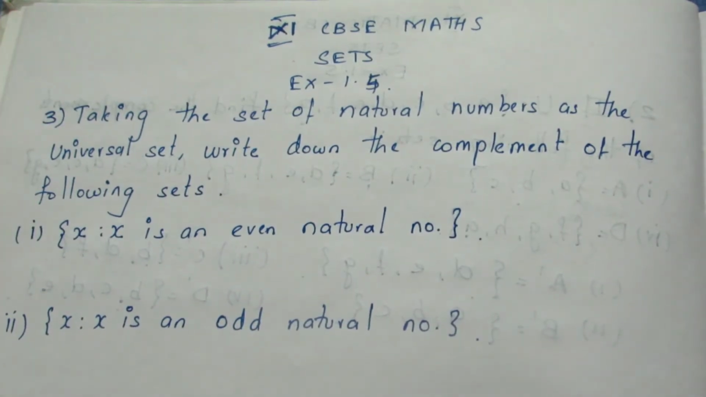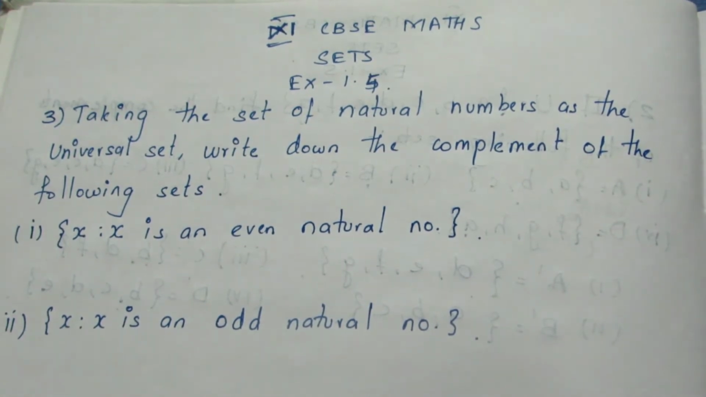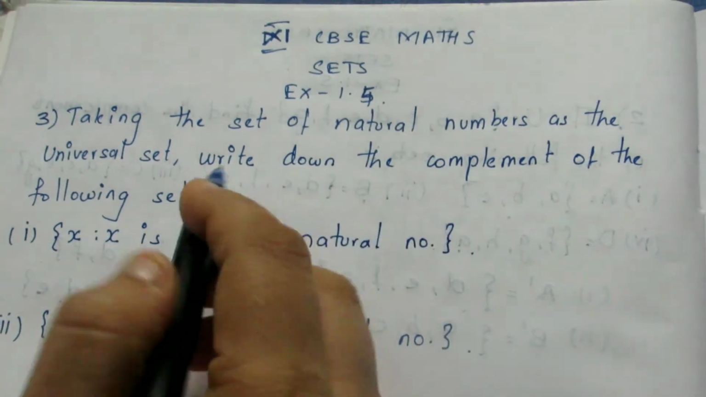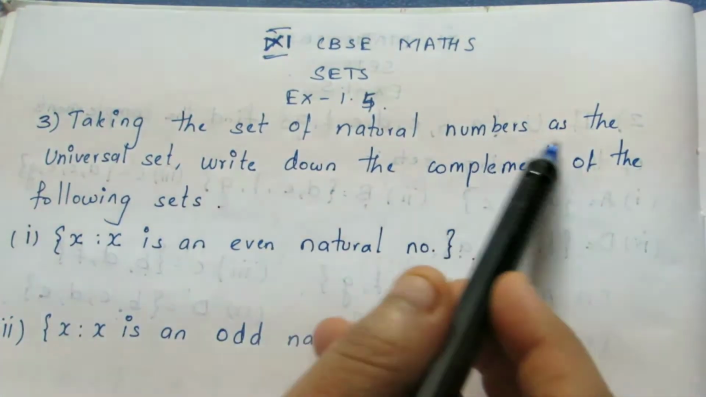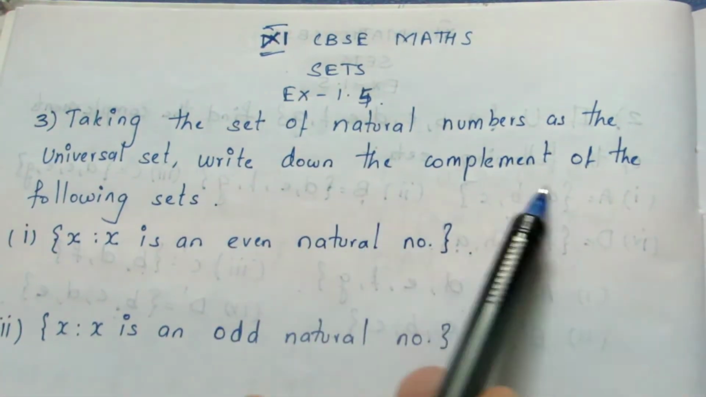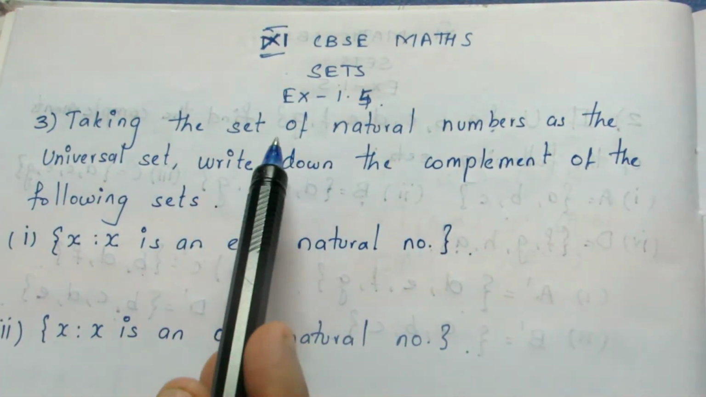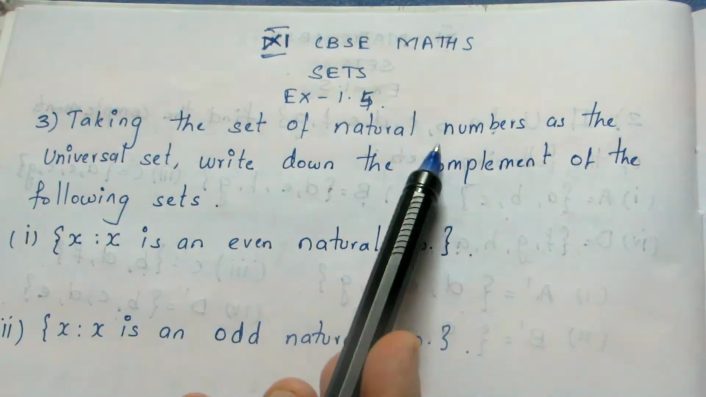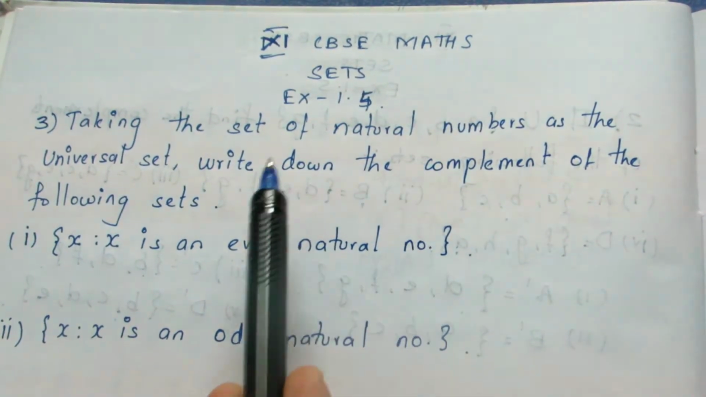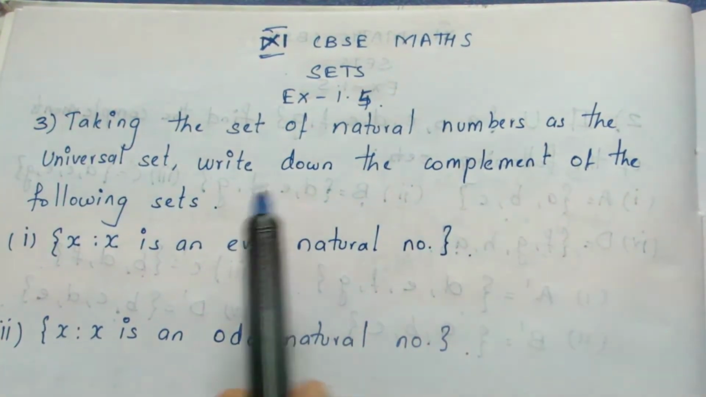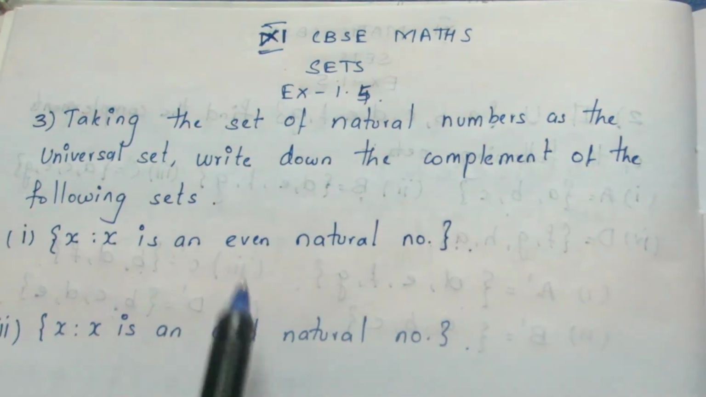Today we are going to see 11 CBSE Maths sets exercise 1.5 third sum over here. Let's see the question. Taking the set of natural numbers as the universal set. So what is the universal set here? It is the set of natural numbers. Write down the complement of the following set. So the given universal set is all the natural numbers. That means it starts with 1 and ends with infinity. So we need to find the complements of the given sets.